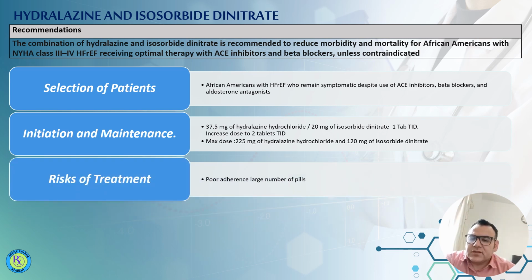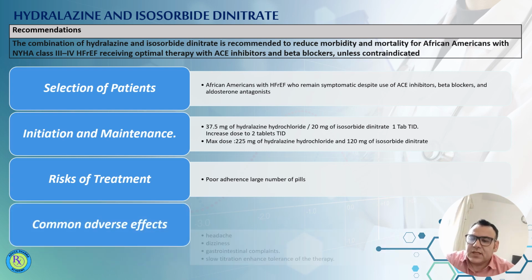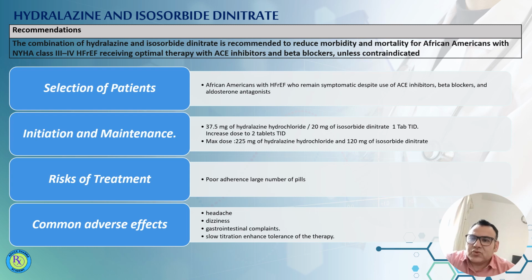Risk of benefit: poor adherence. As you see, the patient can take up to 2 tablets 3 times, like 6 tablets a day, so there is an issue with adherence here. A common side effect, because nitrate will cause vasodilation, is dizziness, headache, and GI complaints. Also, slow titration is needed to enhance tolerance, so that the patient will get accustomed to the side effects and can tolerate them slowly.